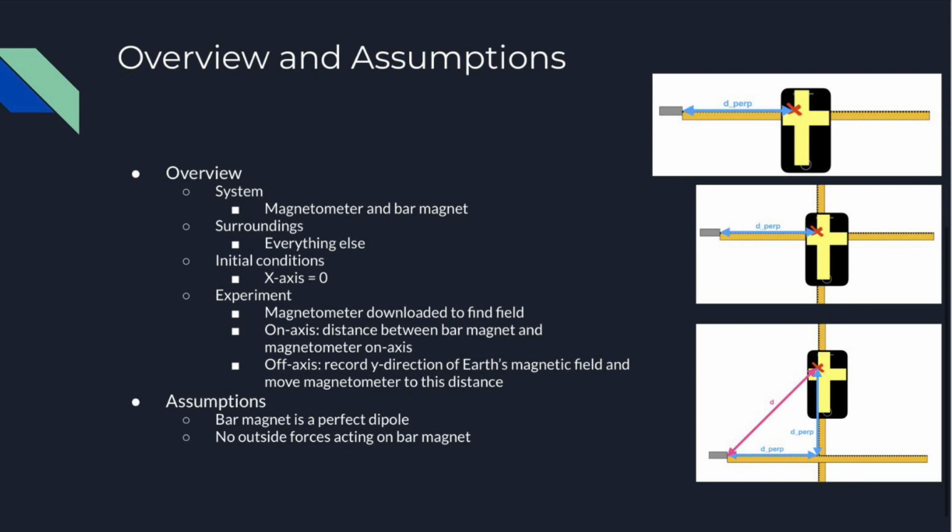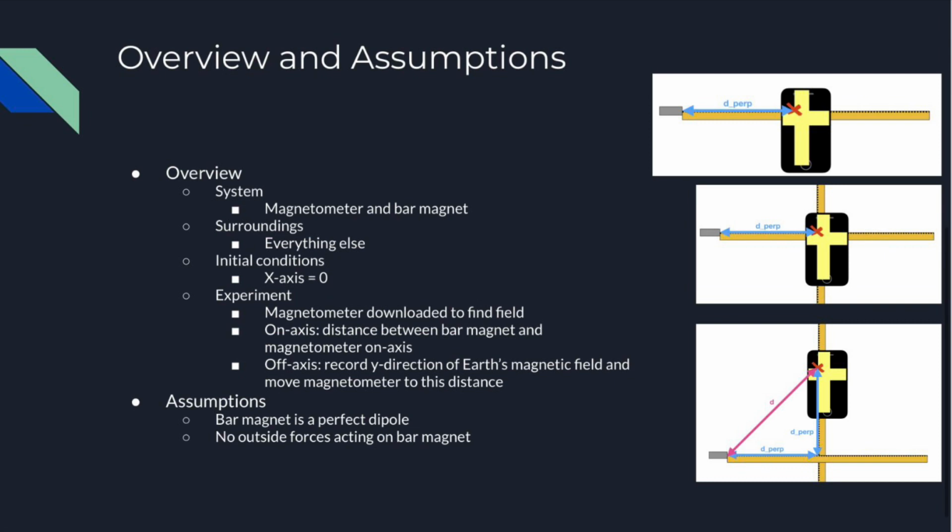In the main experiment, we first had to orient the phone so that the x component of the magnetic field was zero, ensuring the Earth's magnetic field did not interfere with the bar magnet. The on-axis distance from the bar magnet to the magnetometer was found using the ruler for several different magnet values. These values were then linearized by taking the natural log of either side and then graphed for part 2 of the experiment. We found the off-axis magnetic field of the bar magnet.